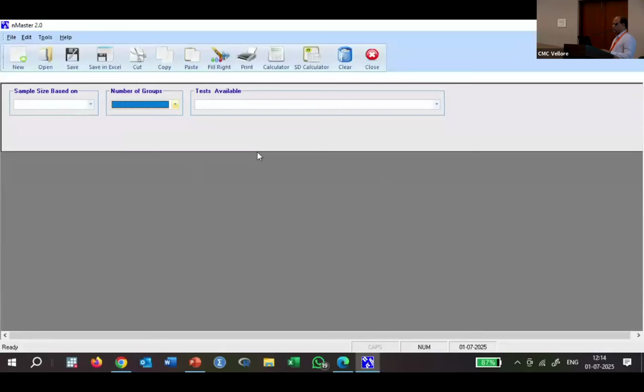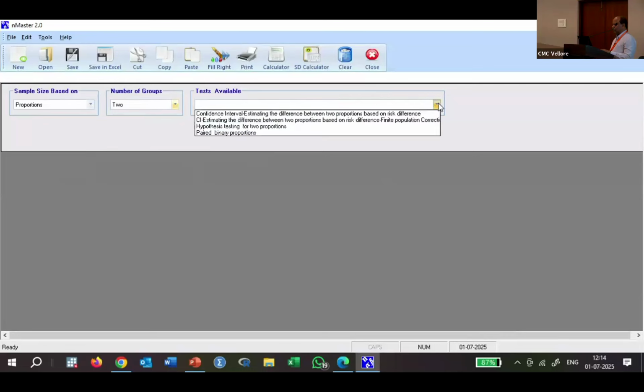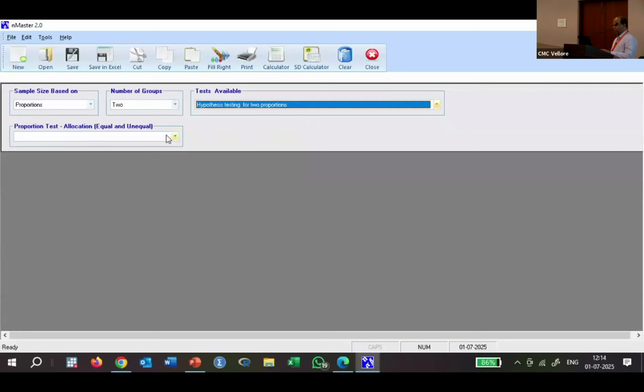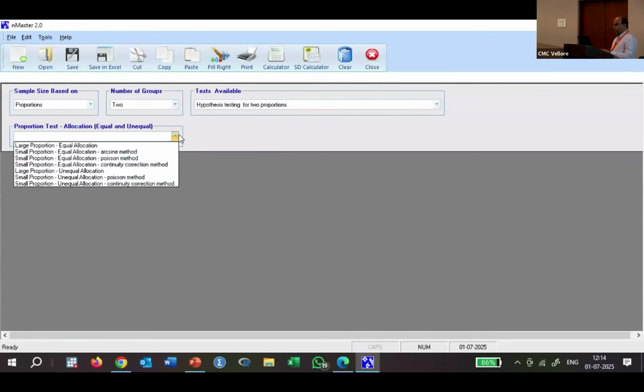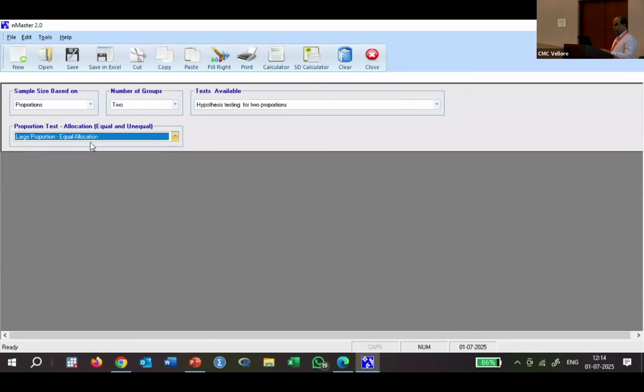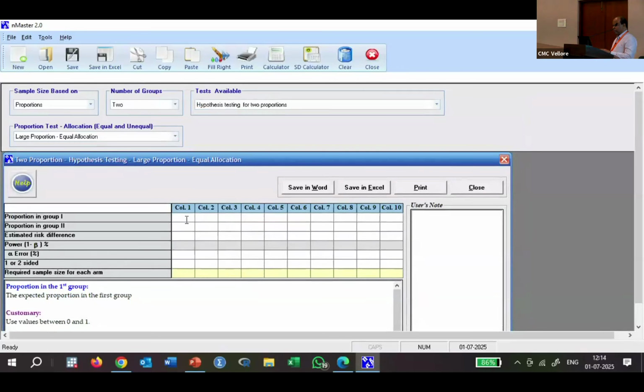This is the software. We have two groups, the outcome is a proportion, so we do hypothesis testing for two proportions. That is what we are doing now. Anything above 10% is called a large proportion. So here our event rate is 40% and 63%. Therefore, it belongs to large proportions with equal allocation. Choose that one. Now input your data.